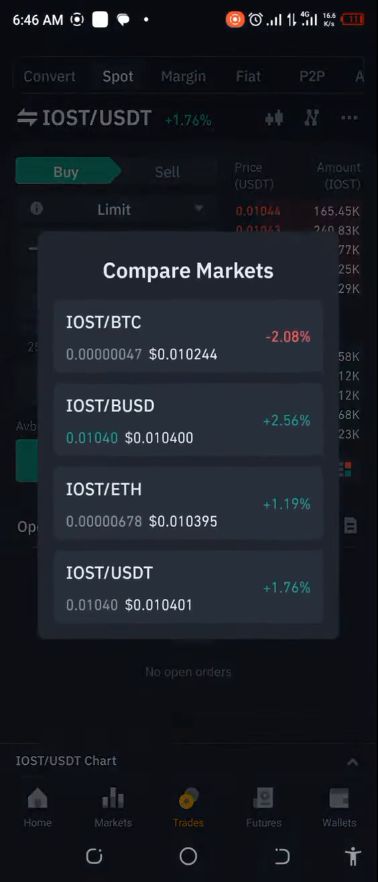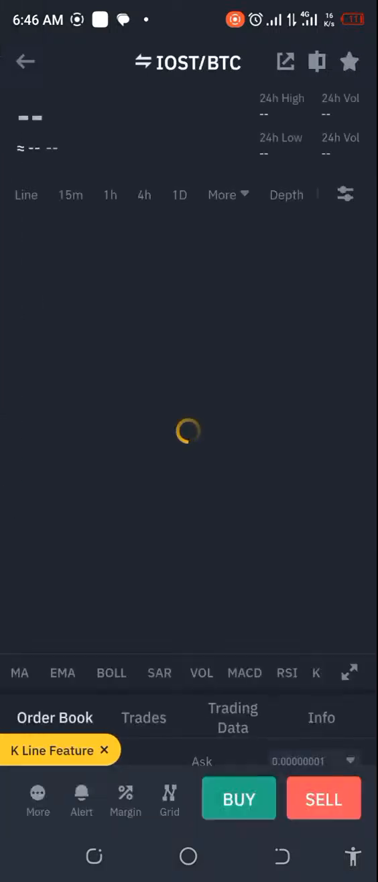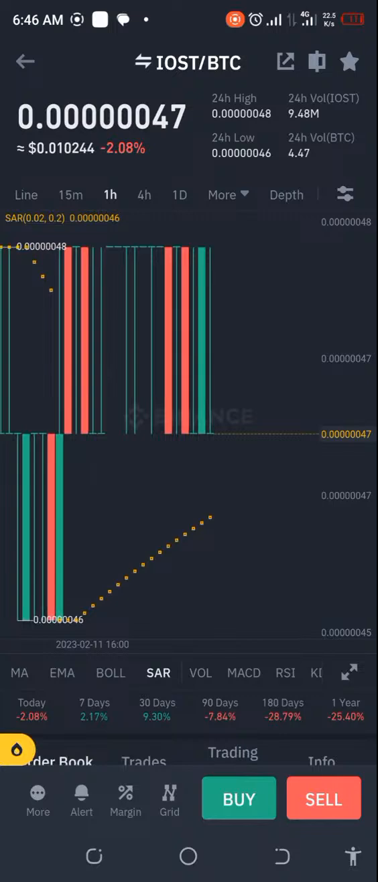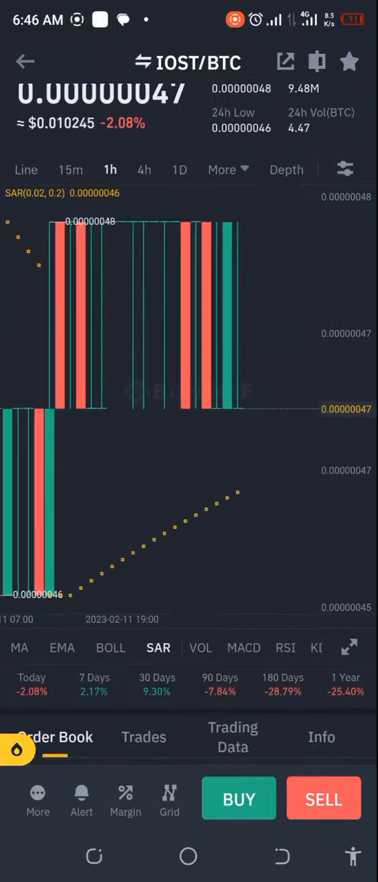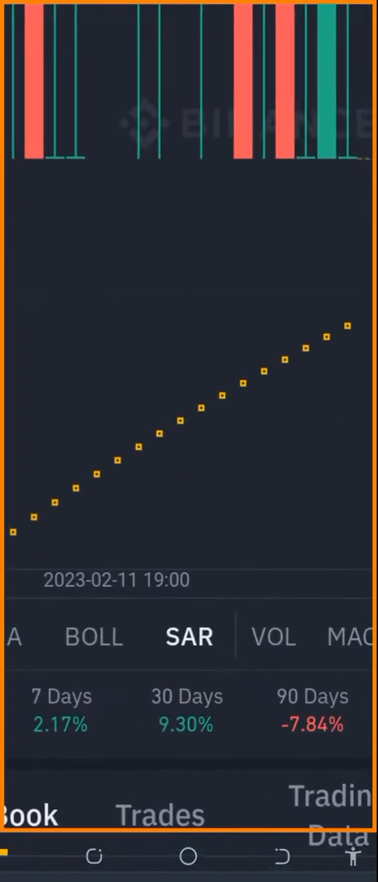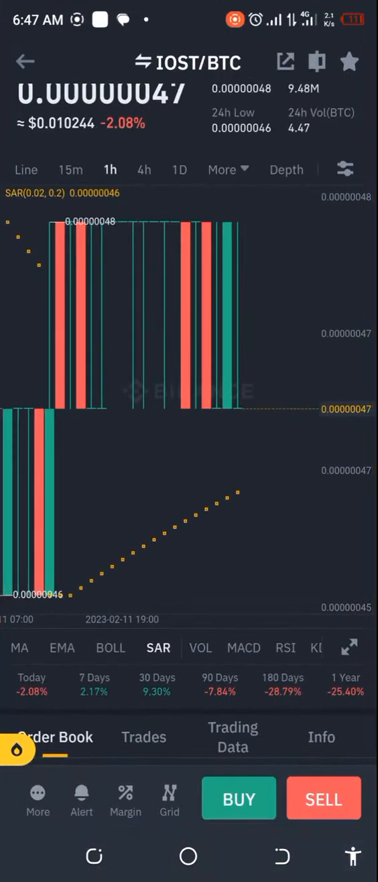Let's look at the IOST BTC chart and use that to check what we're talking about. I don't understand why this is looking like this, but you'll see that it was actually appreciating. The chart looks really funny. But look at the base. You can see that the parabolic SAR is still in the upward trend. So definitely it was still going to climb up, right?